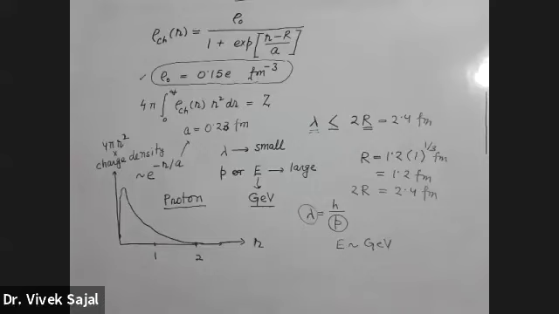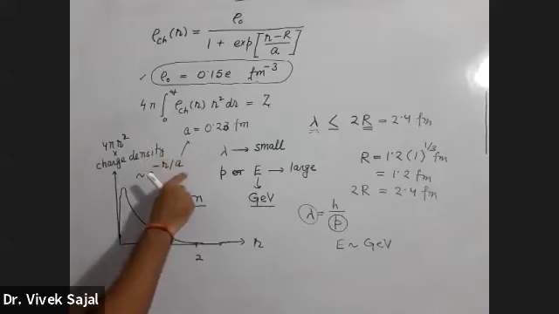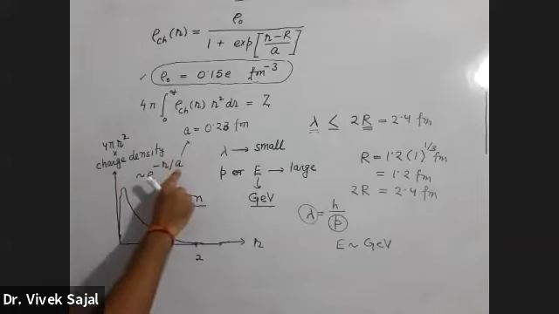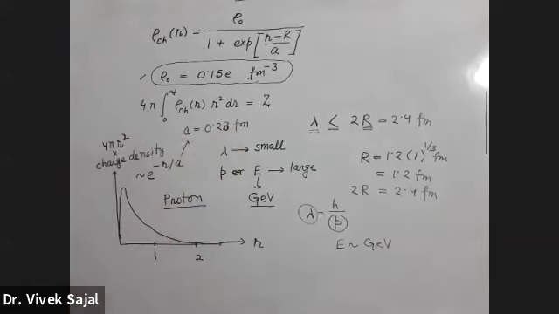Similarly, what is this? This e to the power minus r by a is the scale length. The exponential decreases on this scale length, and a is equal to 0.23 Fermi. The scale on which it decreases is in terms of a. a is 0.23 Fermi. This is the internal charge distribution of the proton.